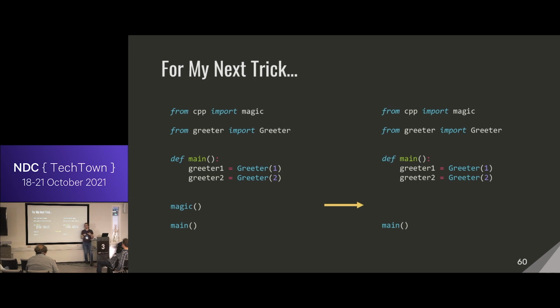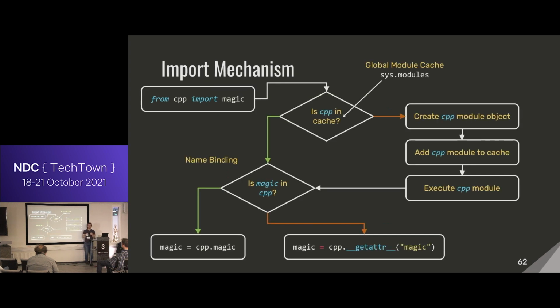Well, for that, we need to talk about the actual import mechanism in Python. This is a basic diagram of what happens. When we write from CPP import magic, this is the import statement, and we want to import magic from the C++ module. The first thing we do is check whether the C++ module is in the global module cache. If it is in the cache, we just move ahead. If it's not, we need to go through 3 steps.